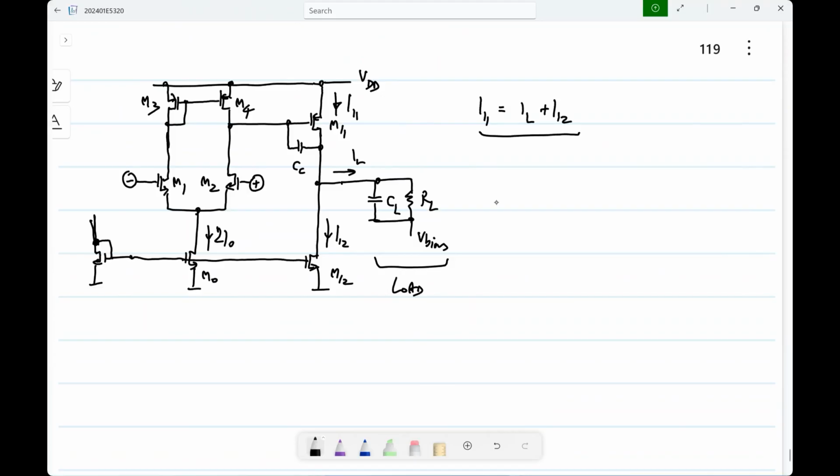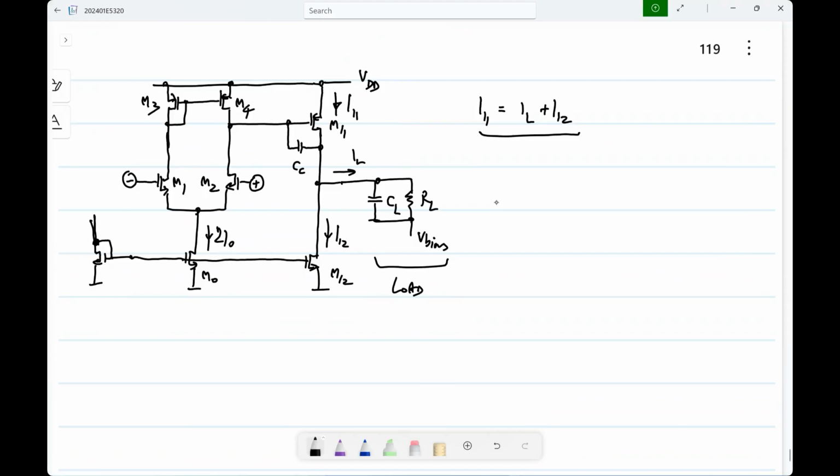Whereas if you do it the other way, if IL is negative, if you are pushing current back into the op amp, what happens is that at some point M11 will just cut off. Okay. So if the load current exceeds I12, right, M11 will cut off. Then the op amp is not working at all. If the second stage is cut off, I mean, there is no second stage. There is no negative feedback, nothing like that.